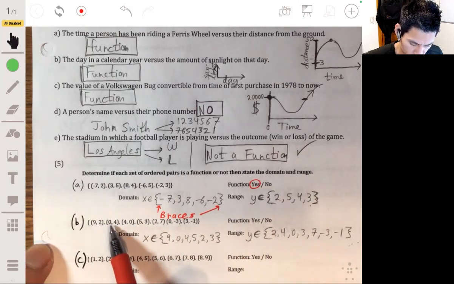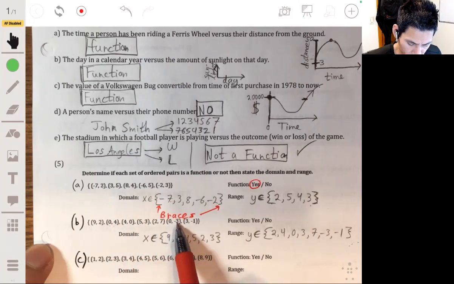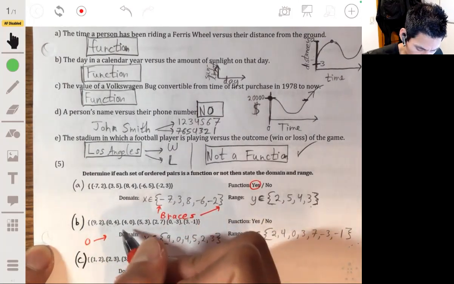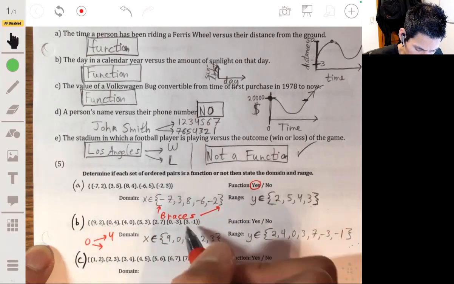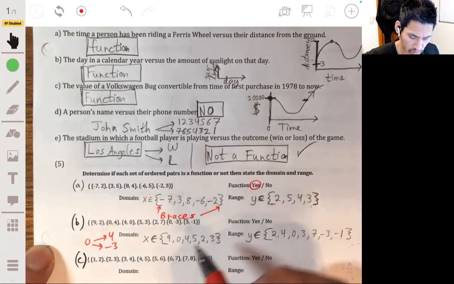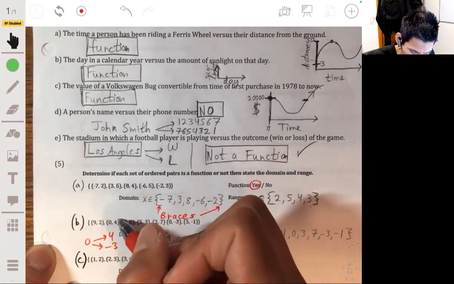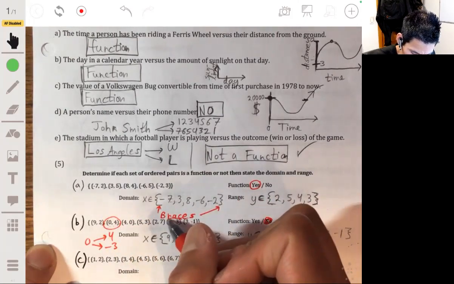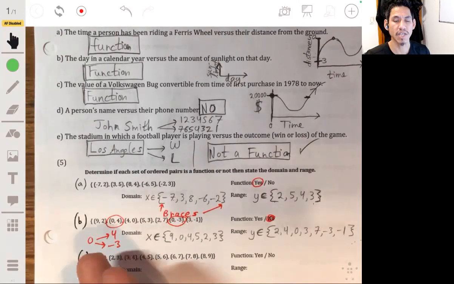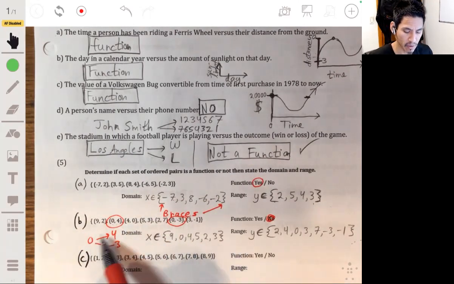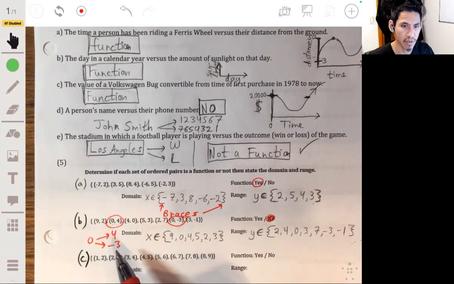So here we have x is 0 going to 4. We have x is 0 going to -3. So we have the 0 being assigned to 4, and then it's also being assigned to -3. So this is not going to be a function because that's not what we want. We don't want that. We know x is 0. It has to always be assigned to the same number.